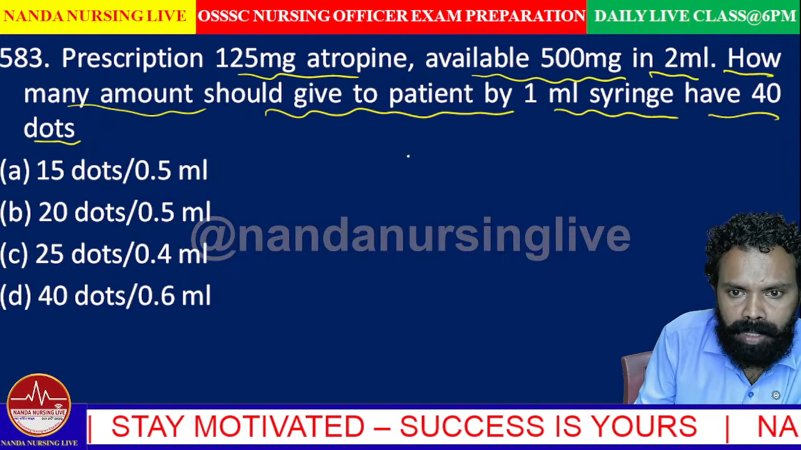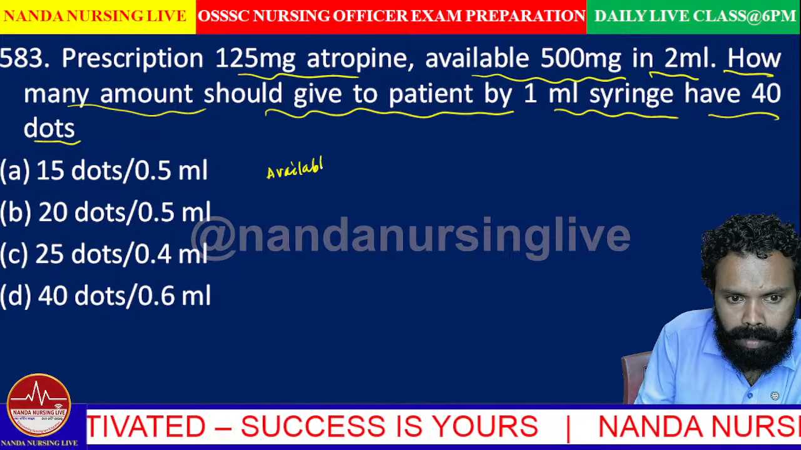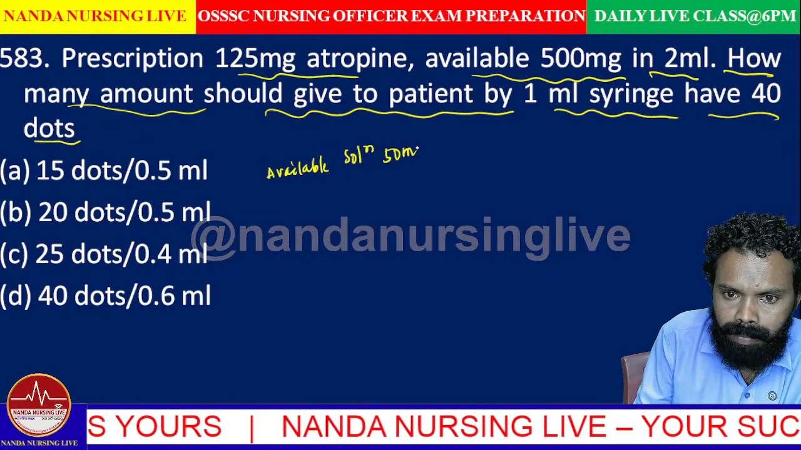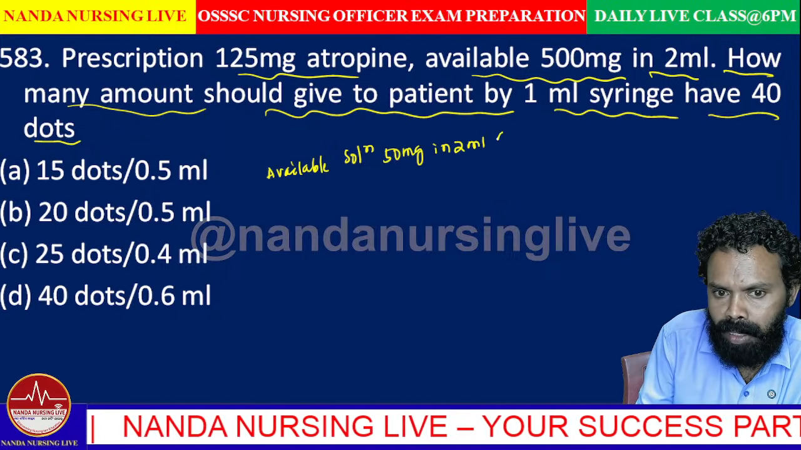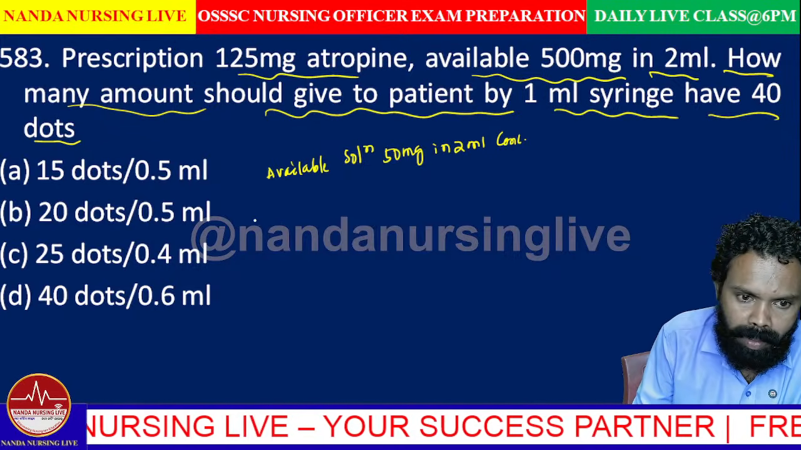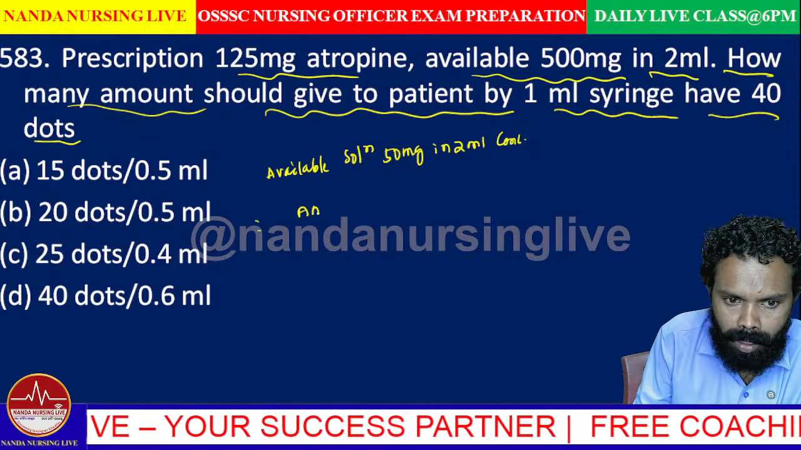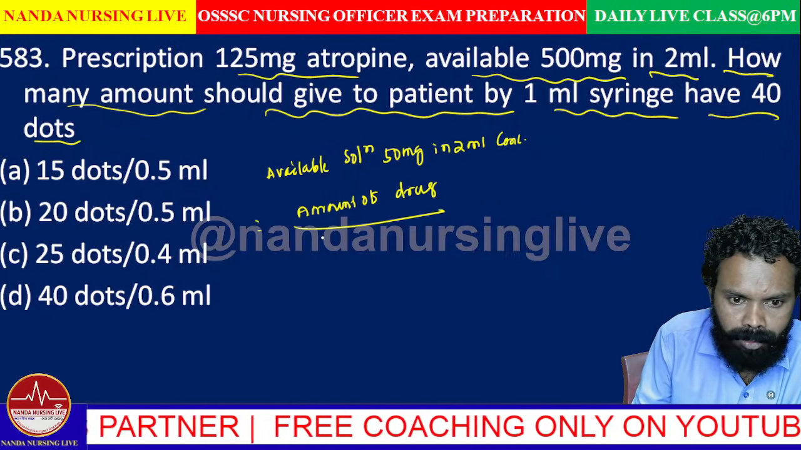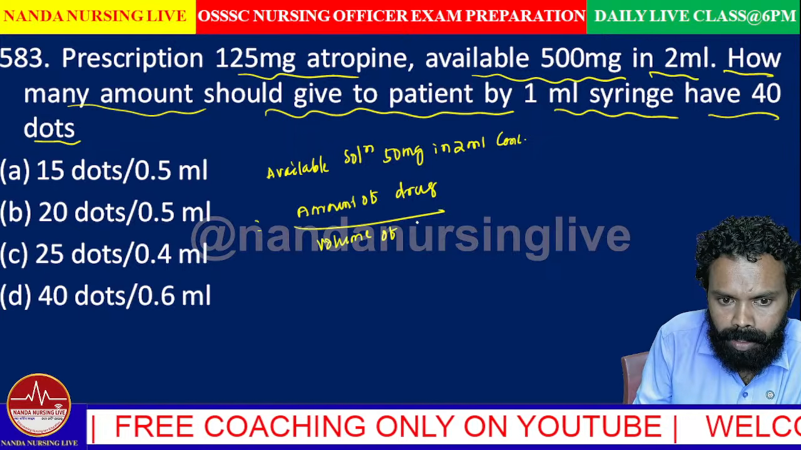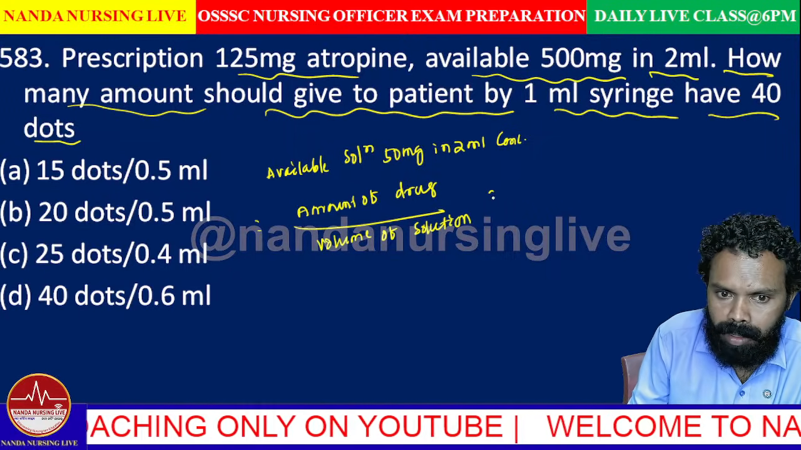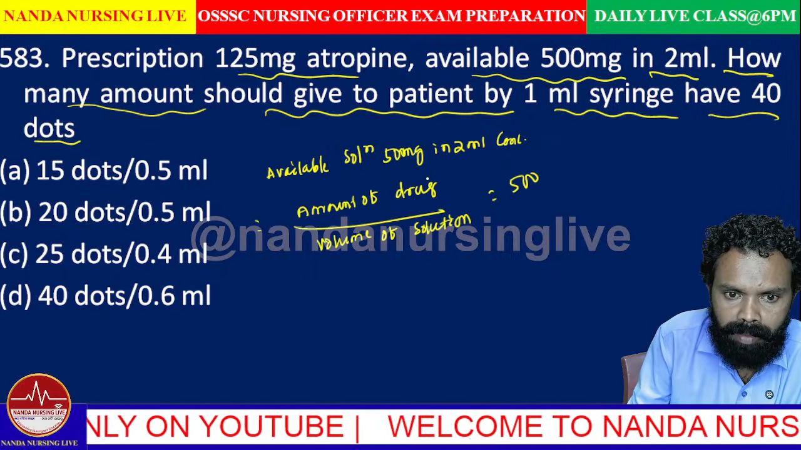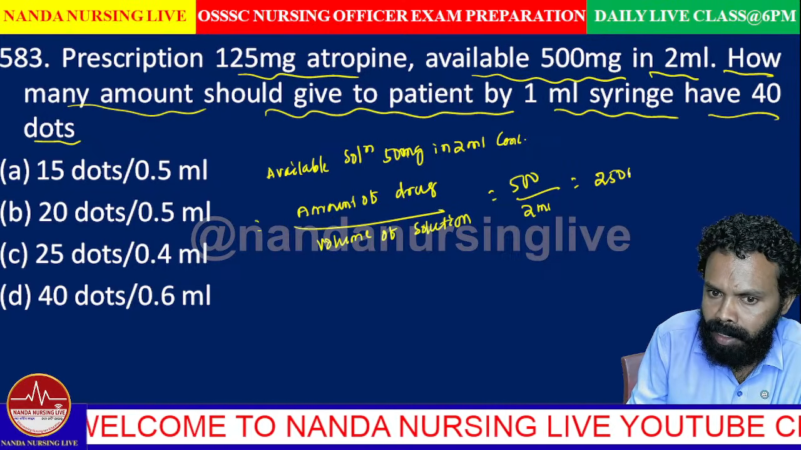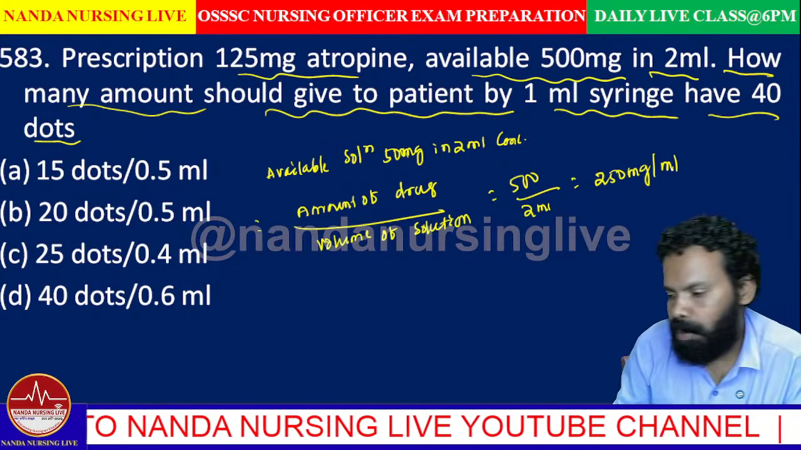What is the available solution? 500 milligram in 2 ml. So to calculate concentration, it is the amount of drug divided by the volume of solution. 500 milligram divided by 2 ml equals 250 milligram per ml.